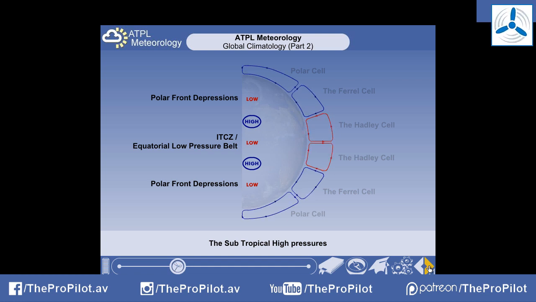The high pressure systems which are found in this region are called the subtropical highs. We saw these before in the lesson on pressure systems, where they were called warm anticyclones. An example of a subtropical high lies in the North Atlantic and is known as the Azores high pressure system.